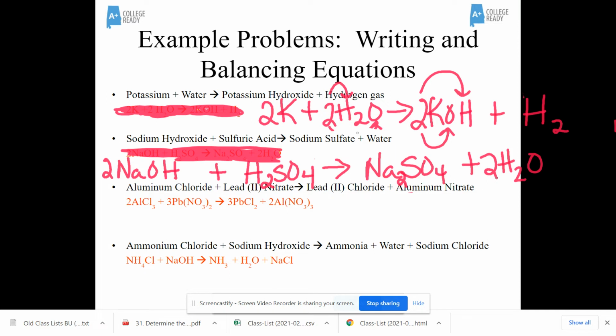Let's try our hydrogens. I've got 2 there plus 2 there. That's 4. 2 times 2 is 4. Yay, those work. I'm not going to do anything extra. I got 1 sulfur, I got 1 sulfur. Whew.